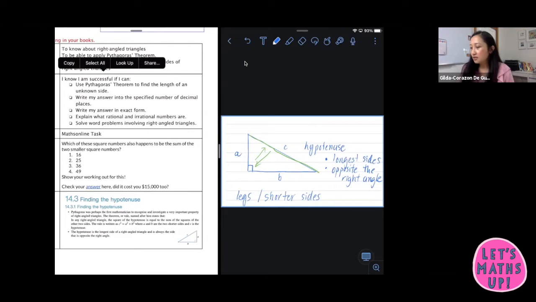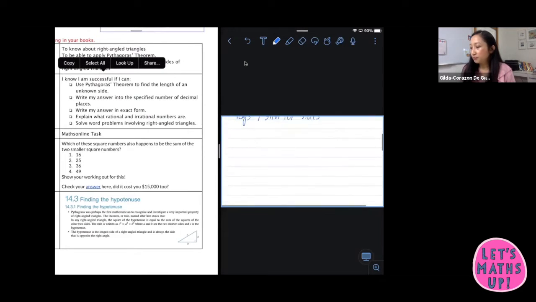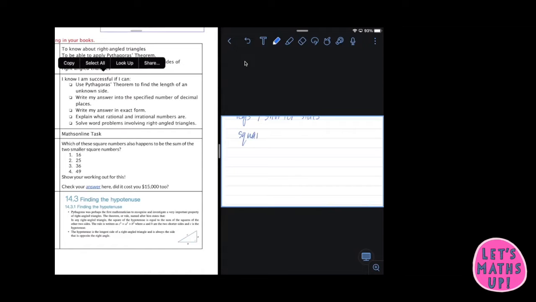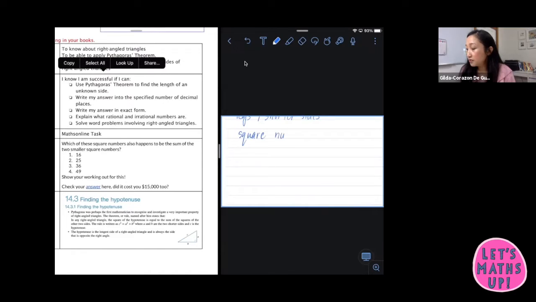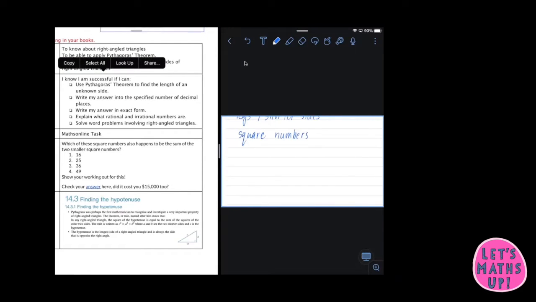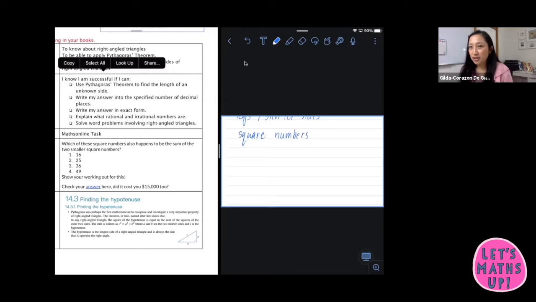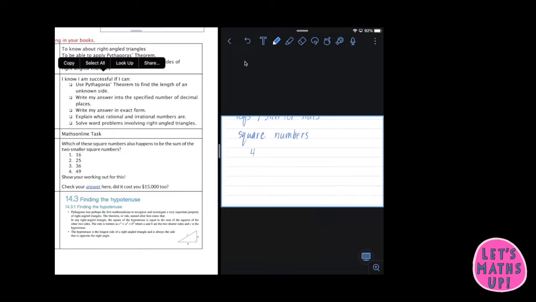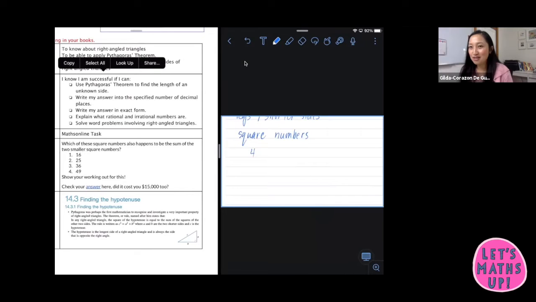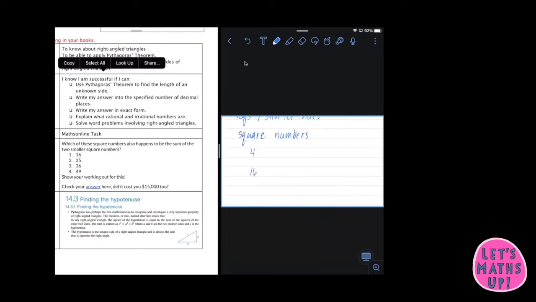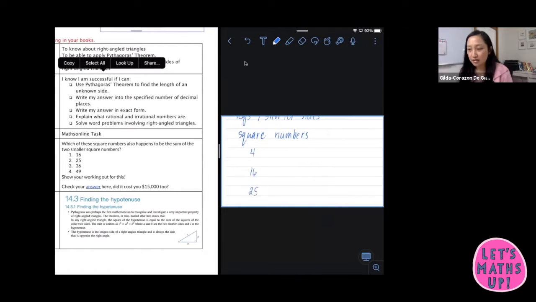So what are square numbers? Square numbers can be multiplied by 4, or divided. So when I have, for example, 4, it can be multiplied by 4, or divided by 4. Would that be a square number? Yes. How about 16? I can multiply 16. Yes. I can divide 16 by 4. Yeah. We'll have about 25. Can I divide 25 by 4?